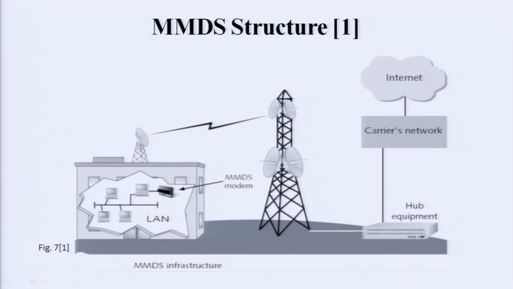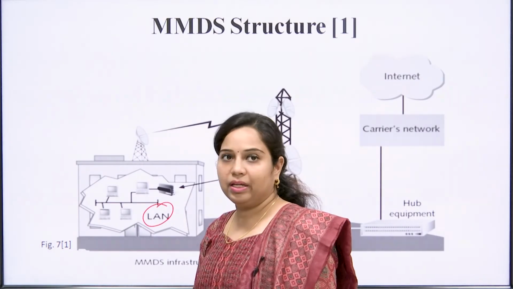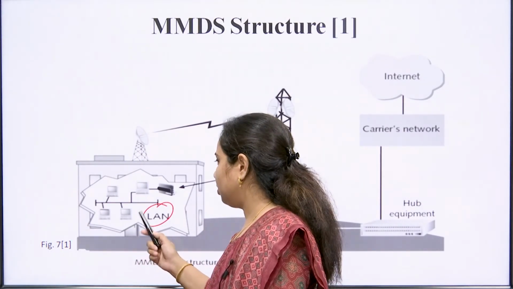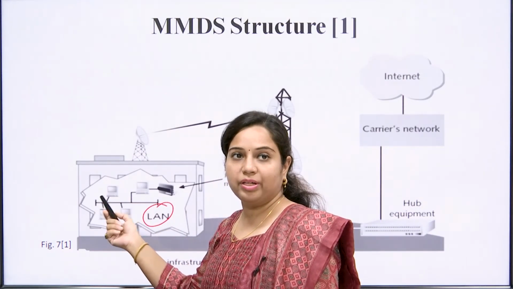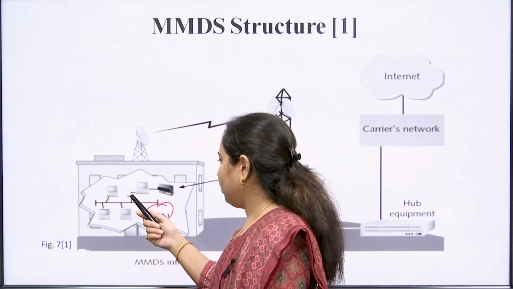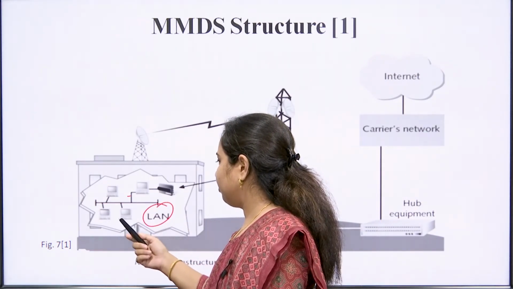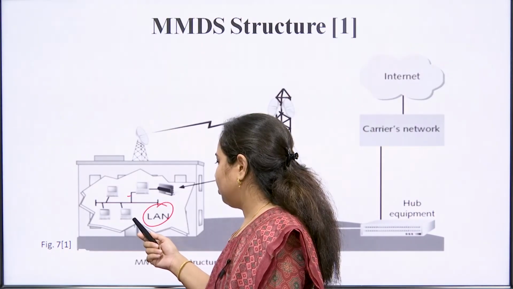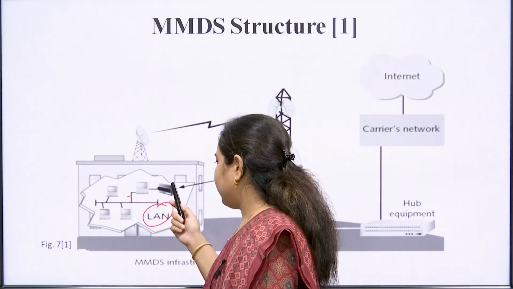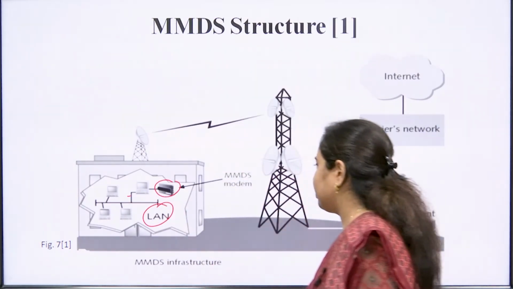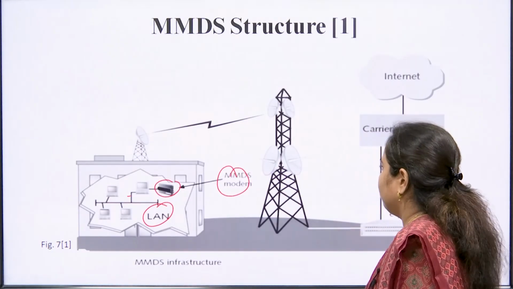Now, this is the architecture of MMDS. You can see the MMDS infrastructure. A LAN, that is a local area network, is set up in this particular building, where this is a bus topology. To this bus topology there are different systems connected, like 4 different computers. These are known as nodes, and this is the main hub to which this LAN is connected. That is known as the MMDS modem.